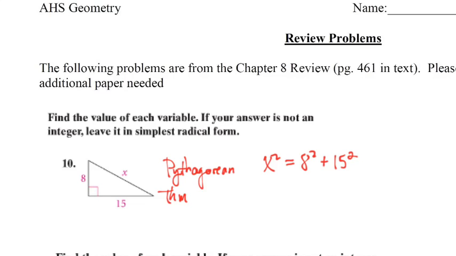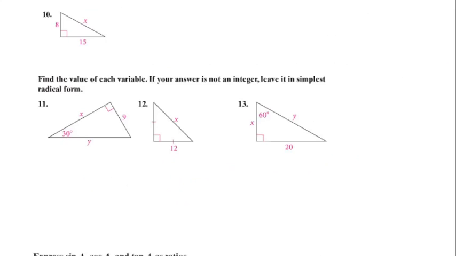The hard part is remembering that c is the hypotenuse, so that goes by itself. So x squared equals 8 squared plus 15 squared, and you work through the math and you solve it. For the next ones, these are my special triangles, so 30-60-90 and 45-45-90.